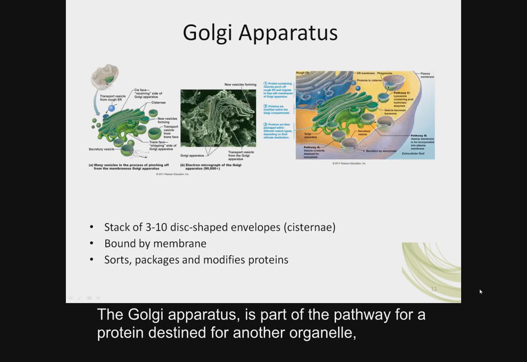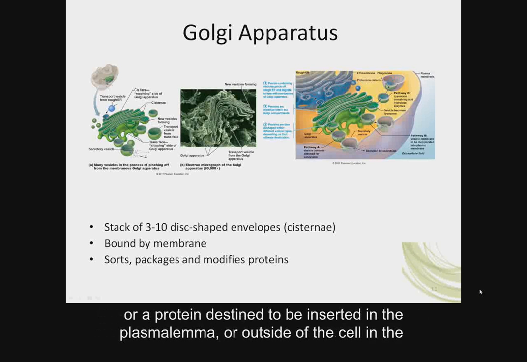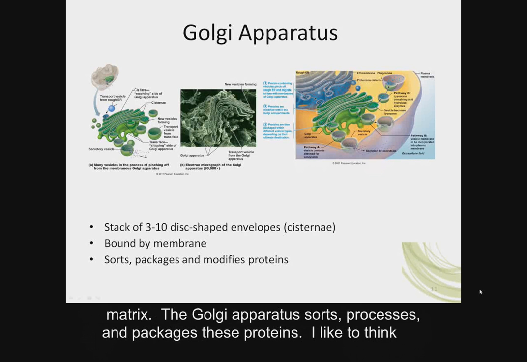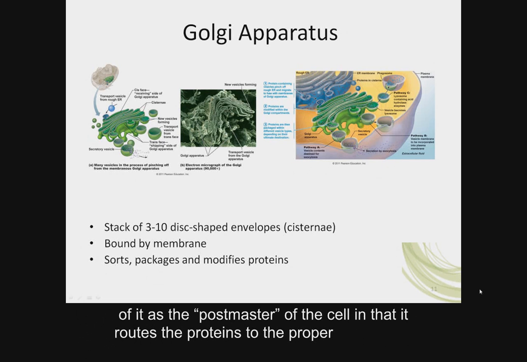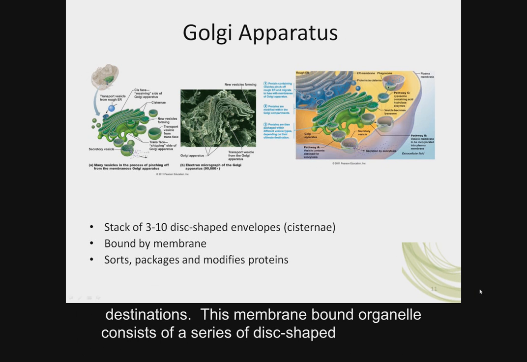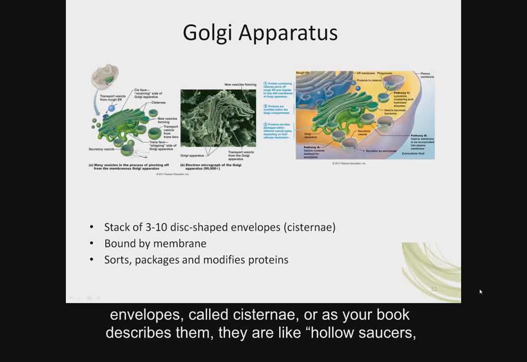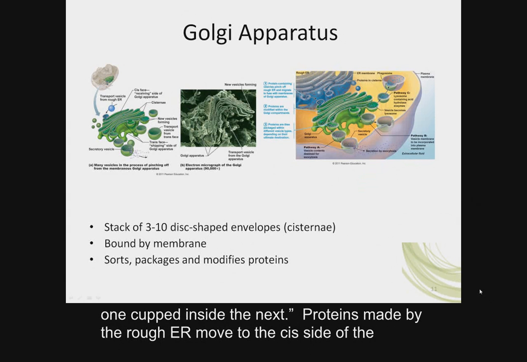The Golgi apparatus is part of the pathway for a protein destined for another organelle, or a protein destined to be inserted in the plasmalemma or outside of the cell in the matrix. The Golgi apparatus sorts, processes, and packages these proteins. I like to think of it as the postmaster of the cell, in that it routes the proteins to the proper destinations. This membrane-bound organelle consists of a series of disc-shaped envelopes called cisternae, or as your book describes them, they are like hollow saucers, one cupped inside the next.